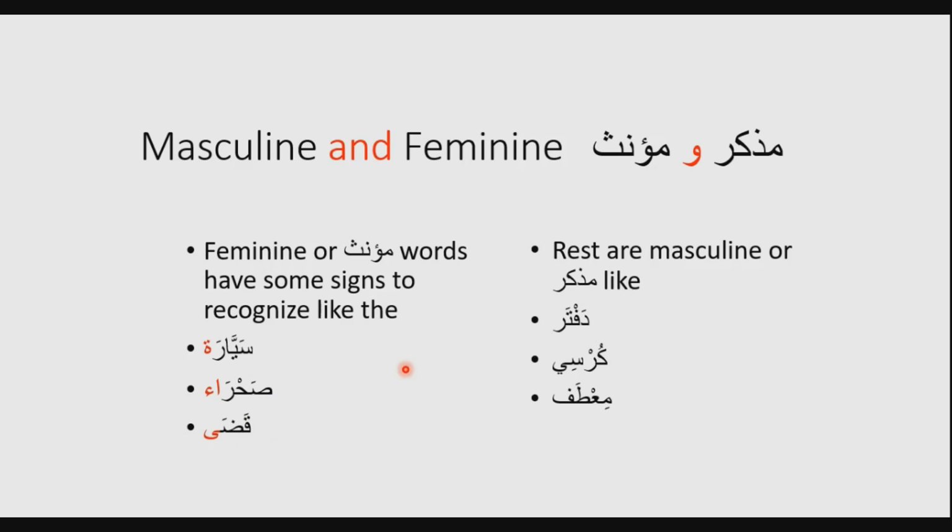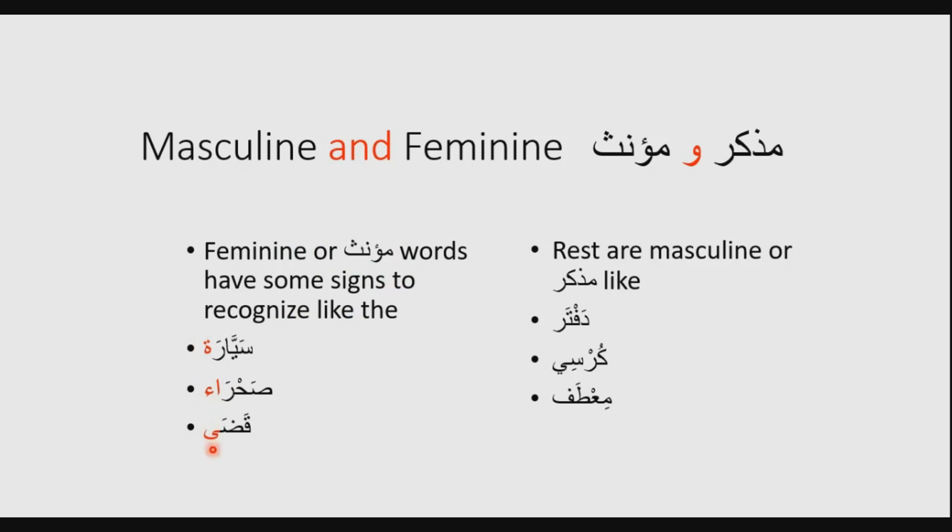So moving on, every language has masculine and feminine, just like he and she. This is the same sort of thing, so do not panic about it. To recognize a feminine word, a mu'annath word, we have some signs to recognize, like the ta marbuta, alif and hamza at the end, or alif maqsura.